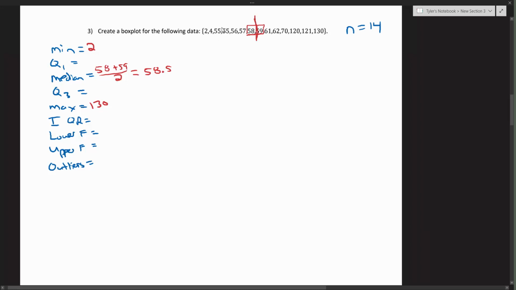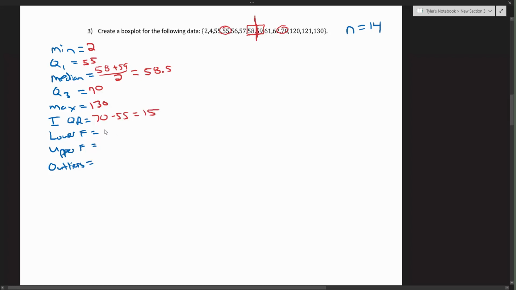Then Q1 is 55. That's the middle value of the lower half. And 70 is Q3. That's the median of the upper half, the middle. So Q1 is 55, Q3 is 70. The interquartile range is 70 minus 55, which is 15.